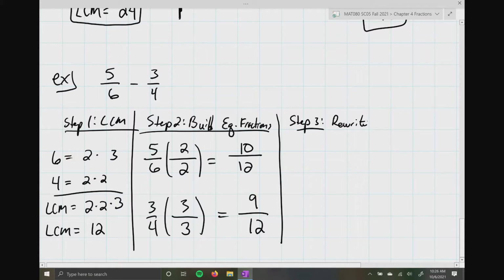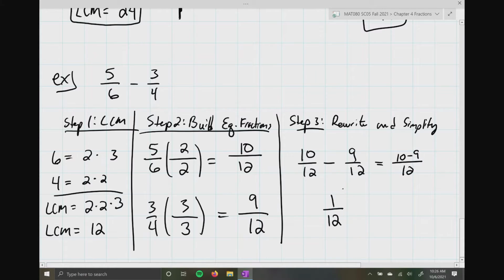Step 3 is to rewrite and simplify if necessary. So 10 over 12 minus 9 over 12. Denominators are the same. So you're just worried about 10 minus 9. And what is 10 minus 9? 1. 1 over 12. How are we looking?